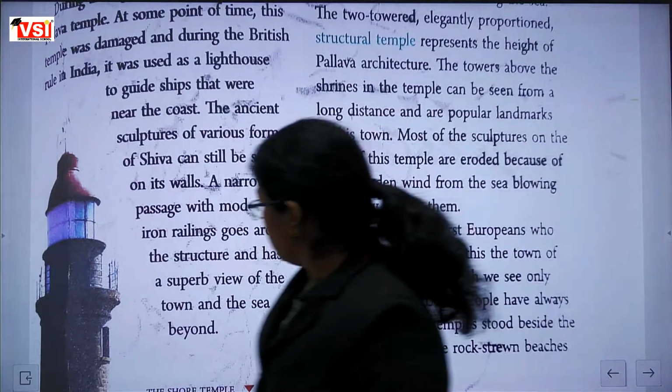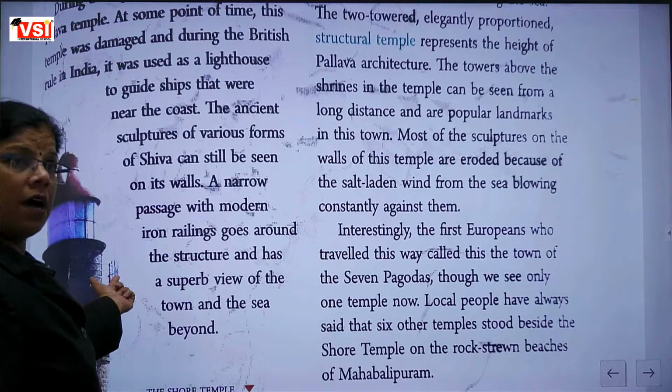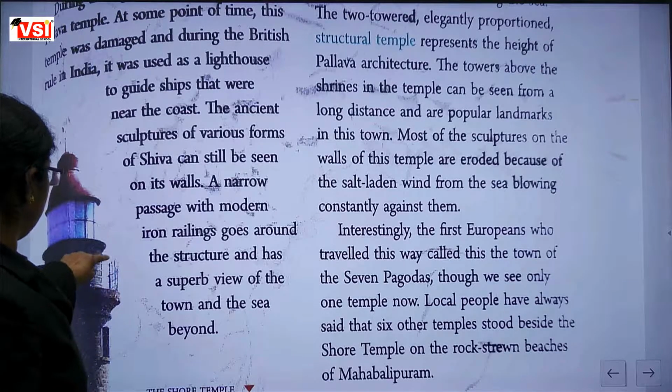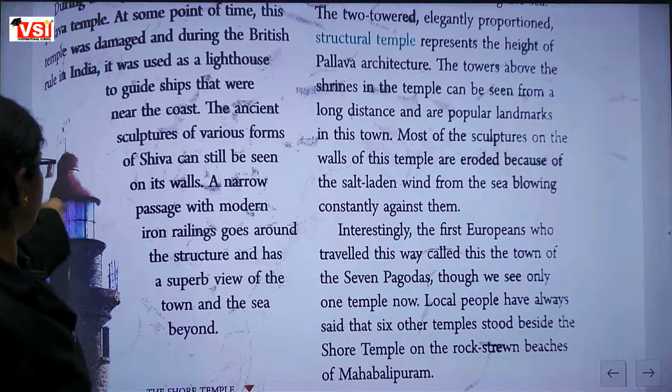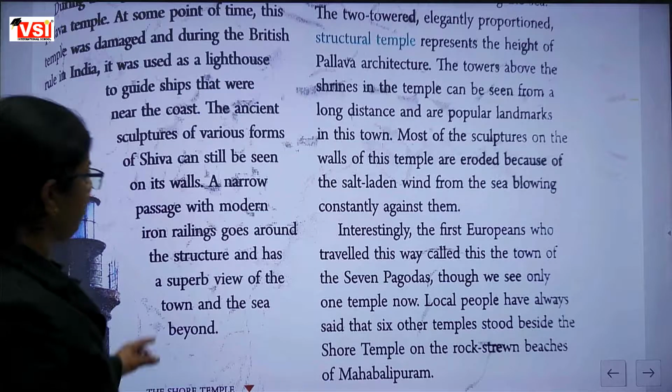See, as we can see in the picture, you can see these iron railings. Stairs are made to go high up. Fine. These are the iron railings. Here the iron railings are made, and when we go upside, then we can see the view of the city.